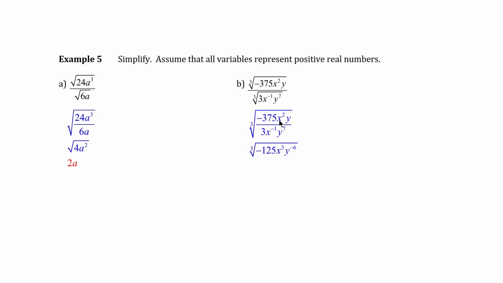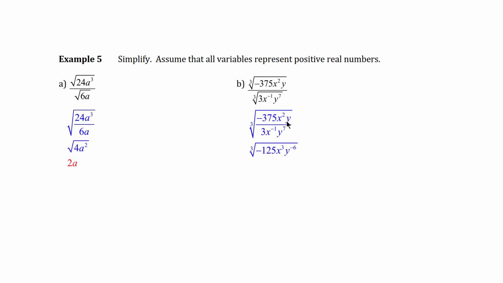For x squared divided by x to the negative 1 power, when we divide the bases of exponents, we take the base x and then we subtract the exponents. So we have 2 minus a negative 1. 2 minus negative 1 is positive 3, so we get x cubed.